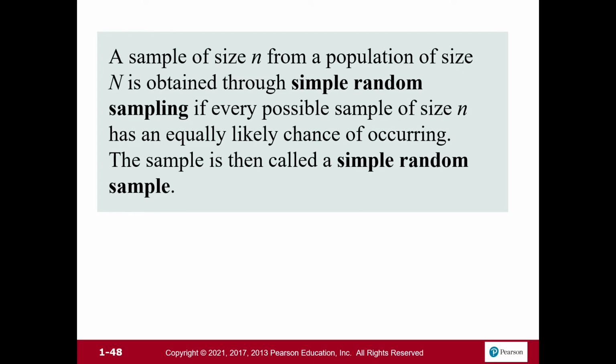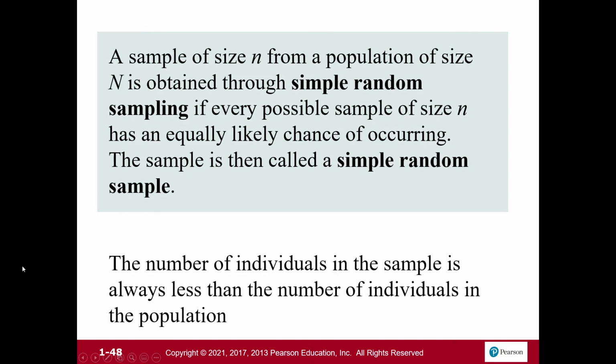The truth is you had an opportunity to get any 5. It could have been any 5. And the more you do it, the more different samples you get. That's going to be a simple random sample. The number of individuals in the sample is always less than the number of individuals in the population, obviously.